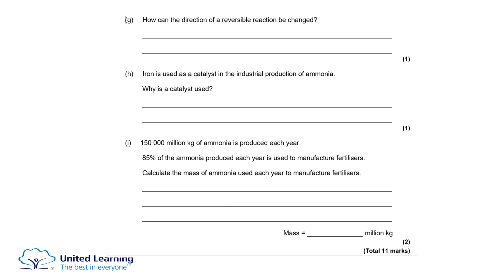H, iron is used as a catalyst in the industrial production of ammonia. I left this question in because this question, or how does a catalyst work, will always be on the chemistry paper 2. Why is a catalyst used? It's used because it speeds up the chemical reaction.